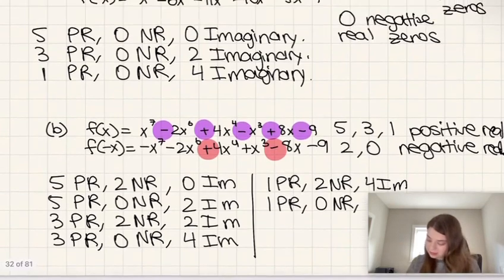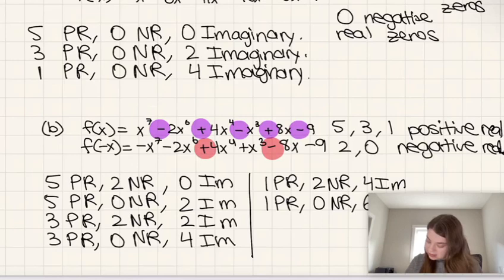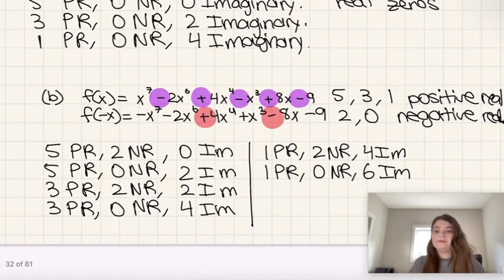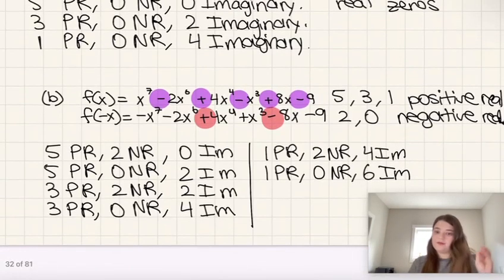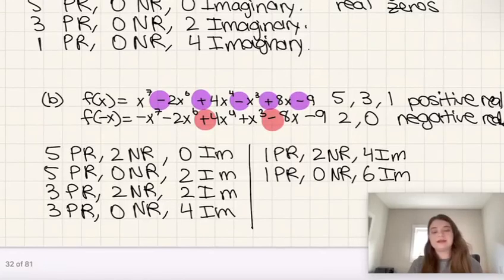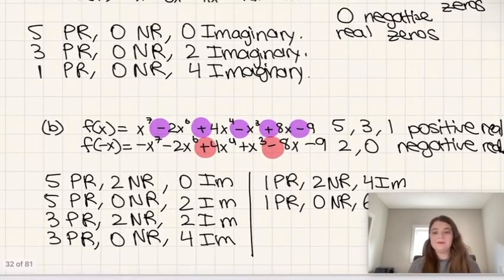Actually, let's pull this up a little bit so you guys can see that. 6 imaginary, because again, we need to add to 7. If we have 1 positive real and 0 negative reals, that means there's 6 left, and those 6 must be imaginary. And so there we go.